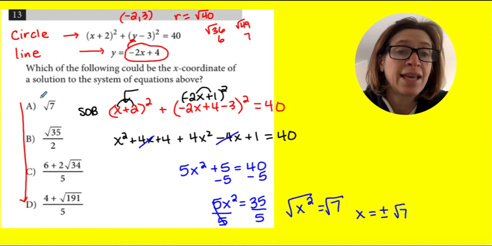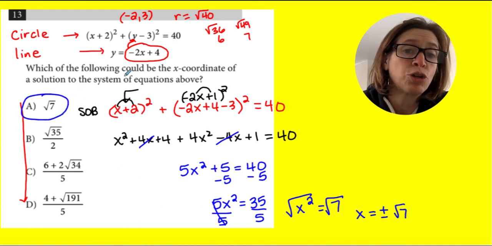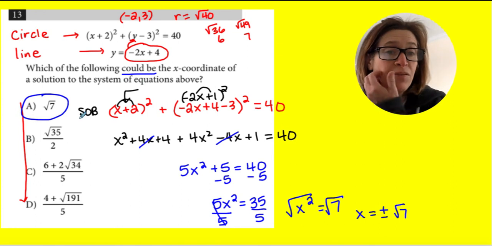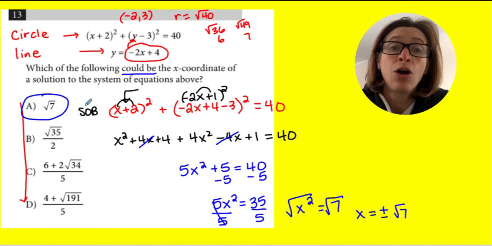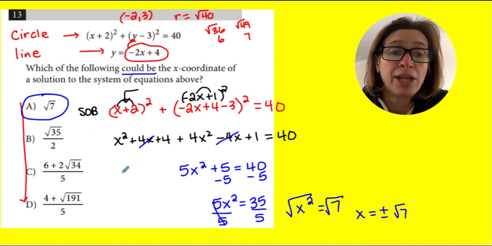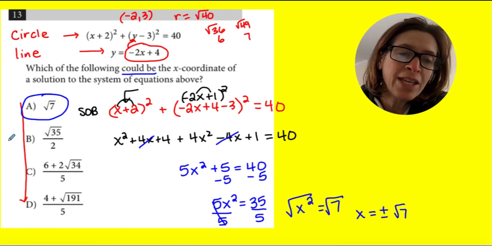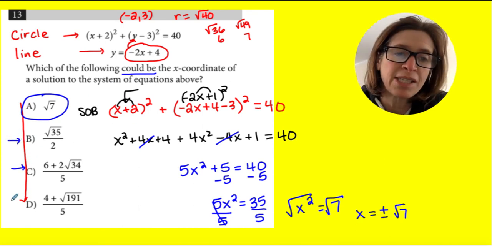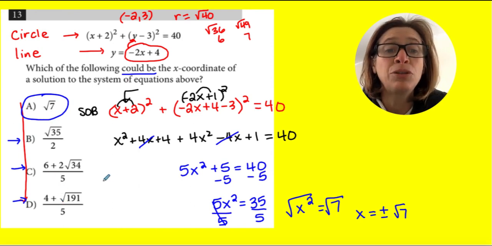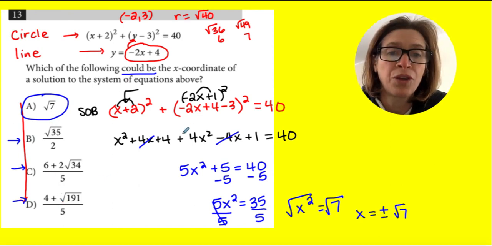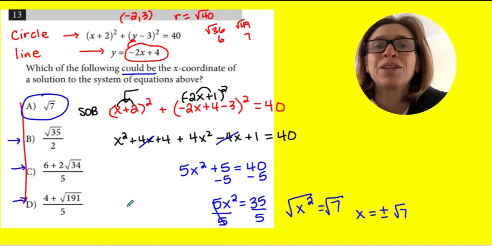But in this case, the question says which of the following could be, so it's going to be the positive value, so root 7. All right, so that is one way to approach it. If these were whole numbers, guys, I might approach this a different way and use the answers. But because these all had radicals in them, I knew that I was going to have to work with the quadratic equations, which told me use your algebra.